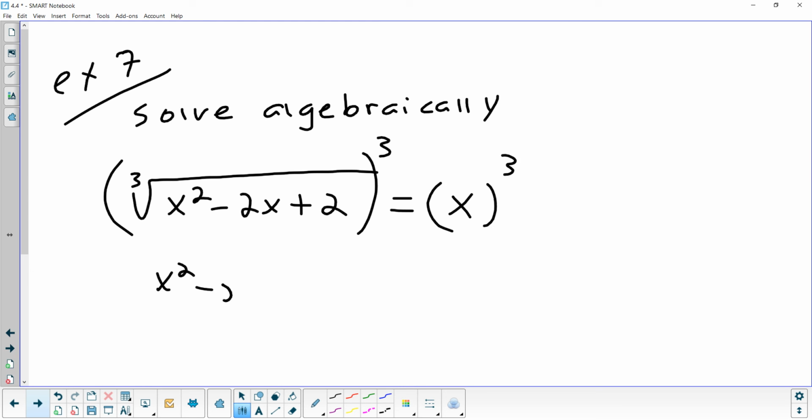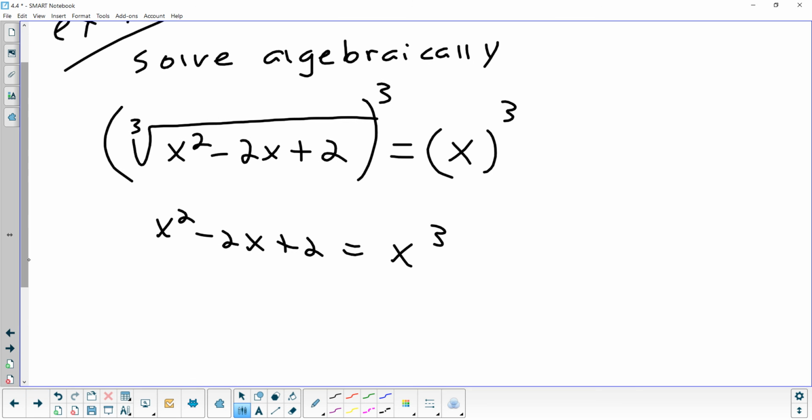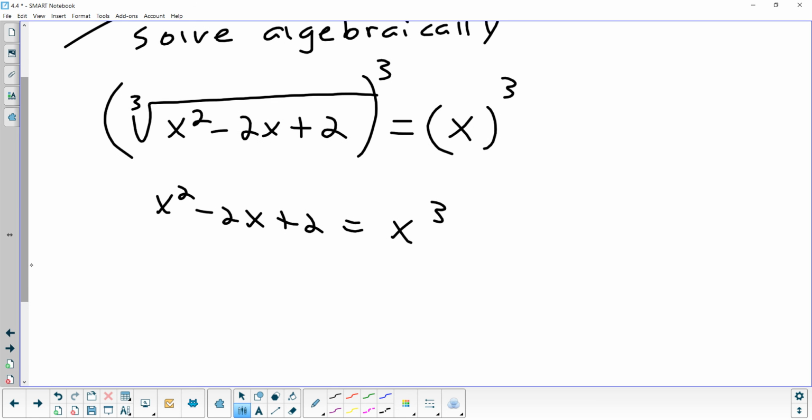That gives me x squared minus 2x plus 2 equals x cubed. Now, whenever we have 4 terms, we either would have to graph it, or what's the type of factoring we can try if it works? Yeah, the group factoring. So let's put everything on the right. You could do it on the left, but I'm going to have x cubed minus x squared plus 2x minus 2. So x cubed, that becomes a minus, that becomes a plus, that becomes a minus.